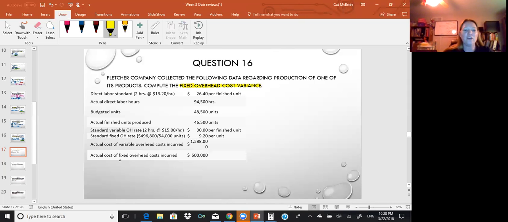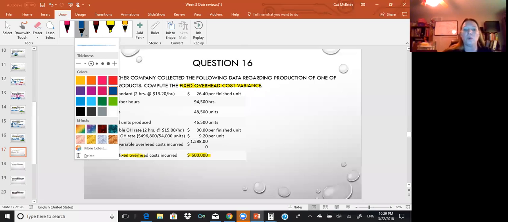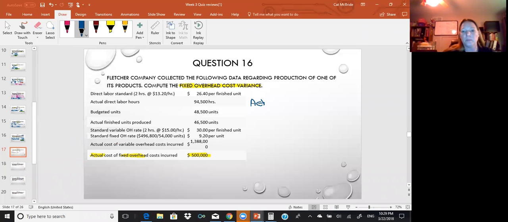So we have the direct labor cost, the actual direct labor hours, the number of units that we plan to produce, the number of units that we did produce, the overhead rate that we budgeted for variable, the fixed overhead rate that we budgeted, and the actual overhead that we incurred. So the first thing we have is the actual fixed overhead, and they give that to us. So that's what we're going to start with. We're going to say, okay, the actual fixed overhead is 500,000.